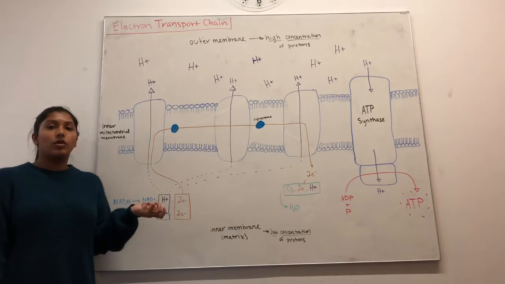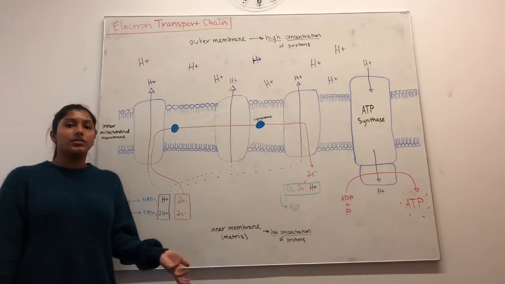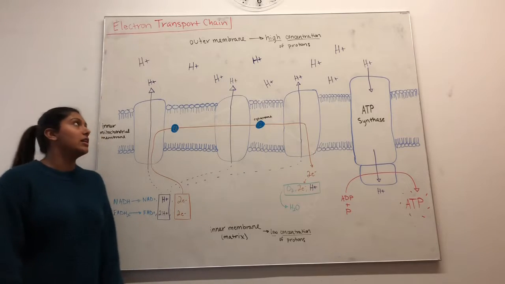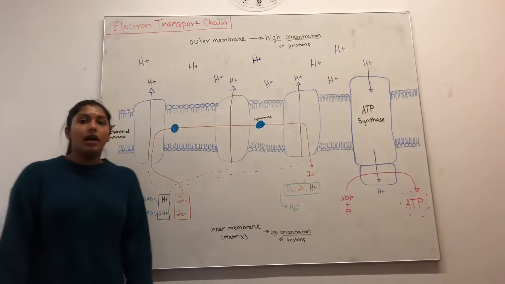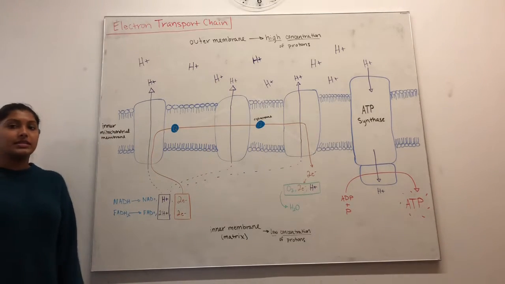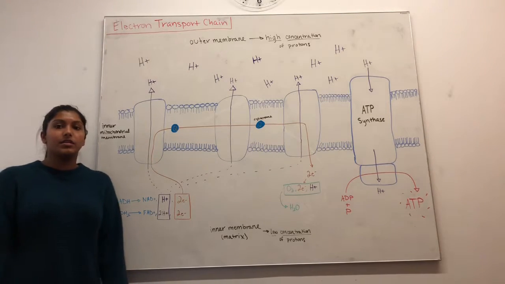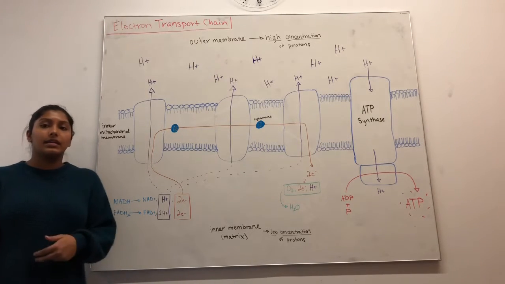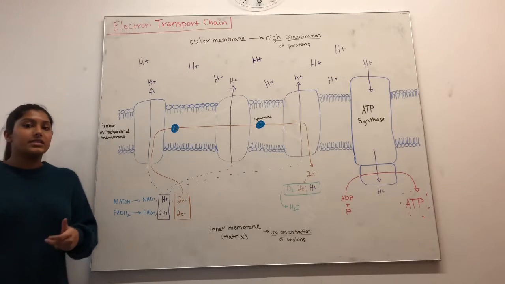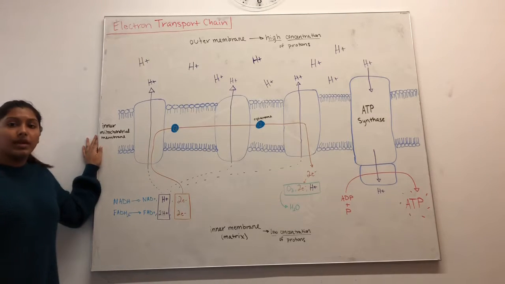This lecture is about the role and essentially the importance of the proton concentration gradient in the electron transport chain of cellular respiration. A little background: the electron transport chain is the third step of cellular respiration, the first and second being glycolysis and the Krebs cycle. And the chain exists in the inner mitochondrial membrane.